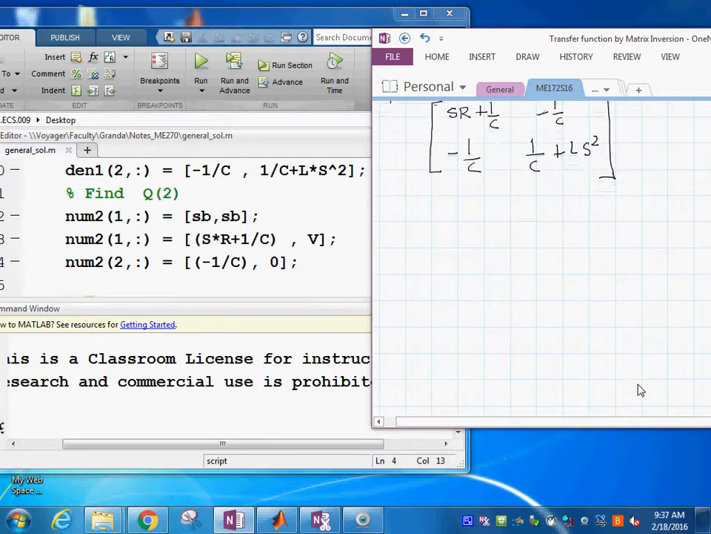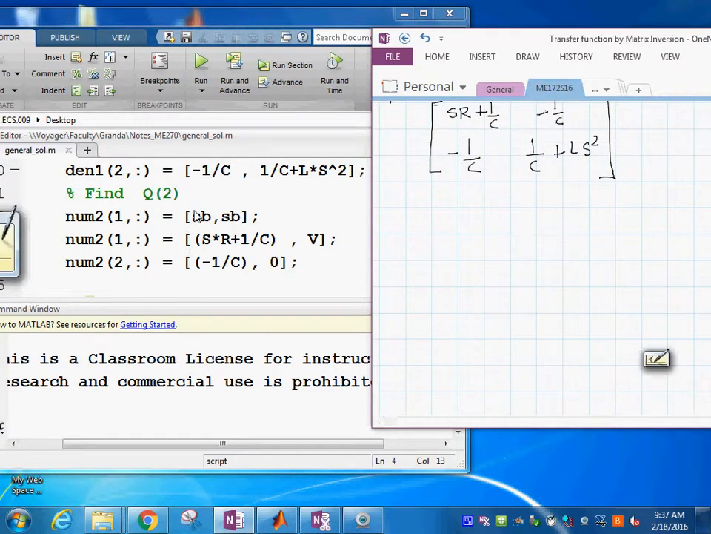Like what you were asking me about Cramer's rule: it's using Cramer's rule, but using Matlab. So this is S times R plus 1 over C in here. Here you have V like this, and then you have minus 1 over C, and then 0.